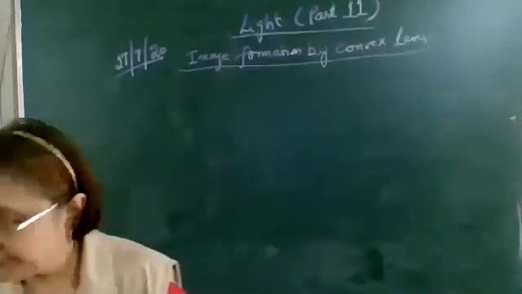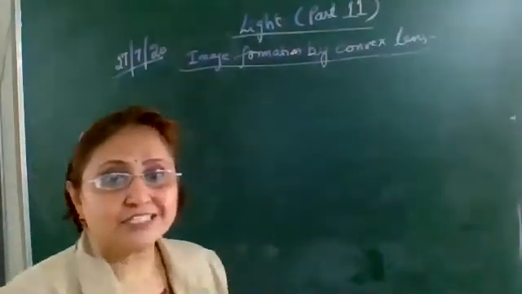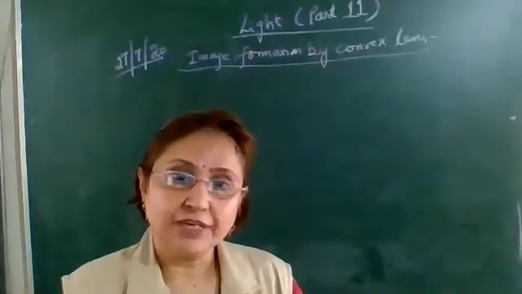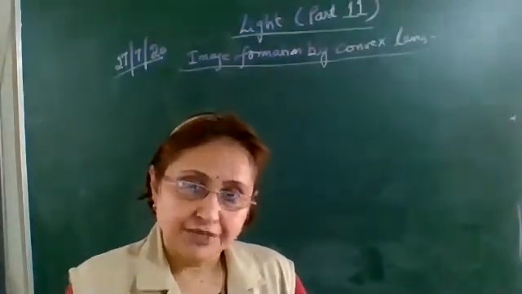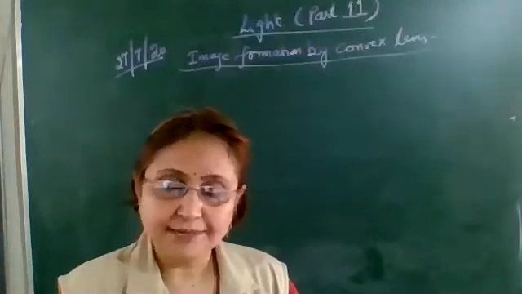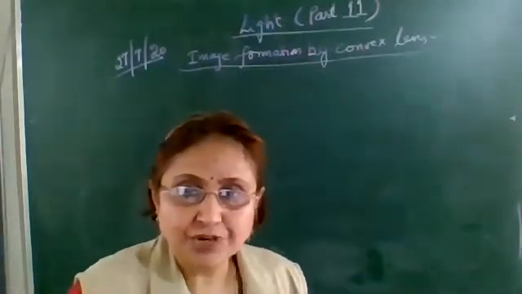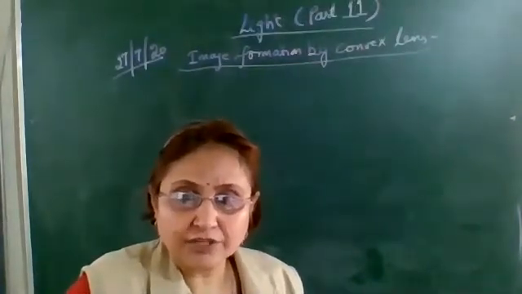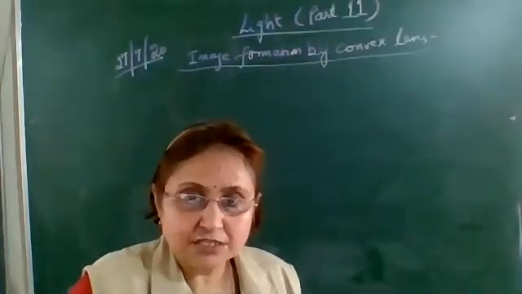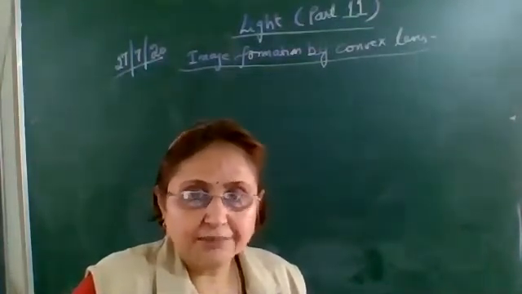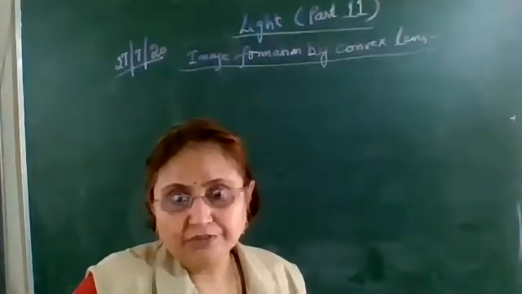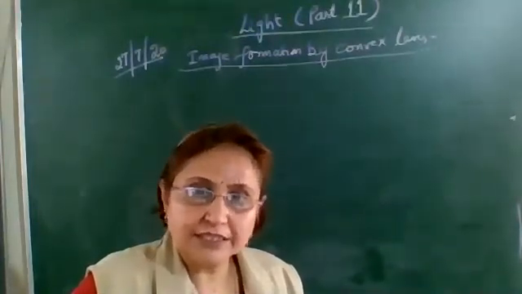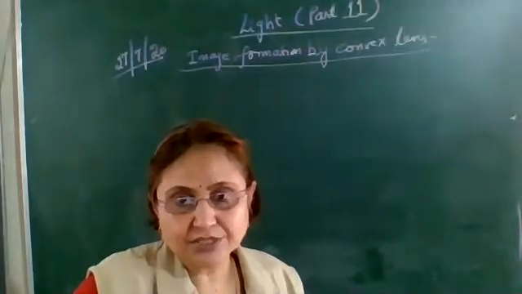Yes, now let's start. Today we'll discuss the image formation by convex lens. We have discussed spherical lenses, two types of spherical lenses. First one is the concave lens, then the convex lens. Convex lens is thicker in the middle and thinner at the edges, whereas concave lens is thinner in the middle and thicker at the edges.